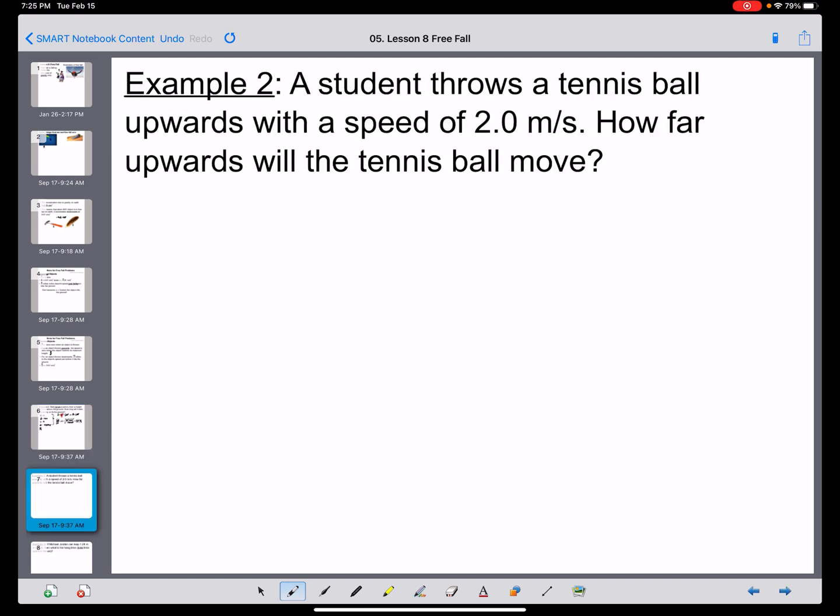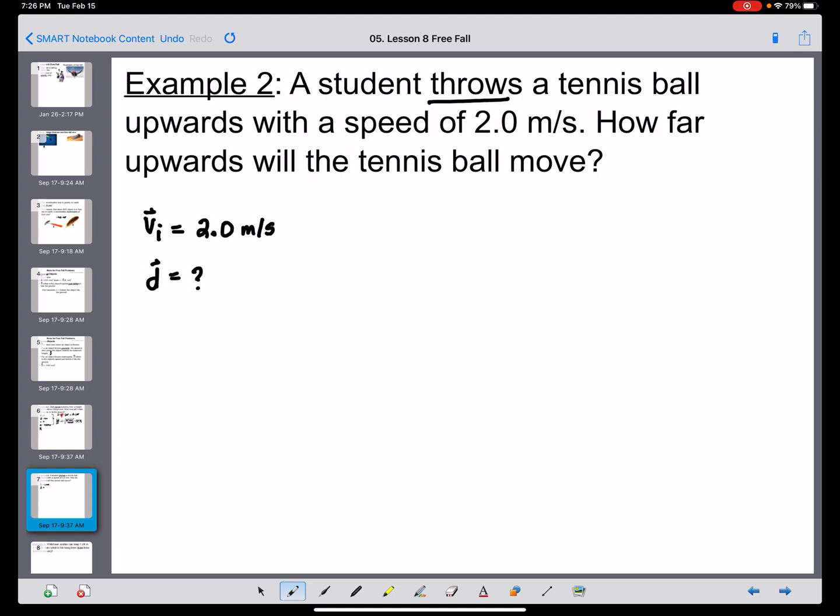Okay, example 2. A student throws a tennis ball upwards with a speed of 2 meters per second. How far upwards will the tennis ball move? Okay, so this time the object is being thrown. So remember, VI is not 0. In fact, here, VI is going to be 2 meters per second up. So because it's up, we'll make it +2. Anything that's going up is positive, anything that's going down is negative. And we want to know how far, so we're really looking for D.